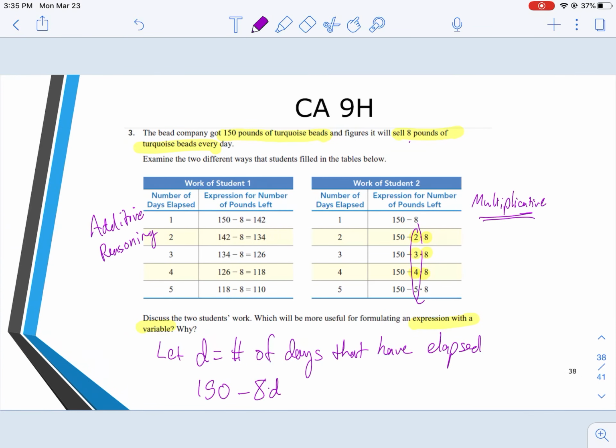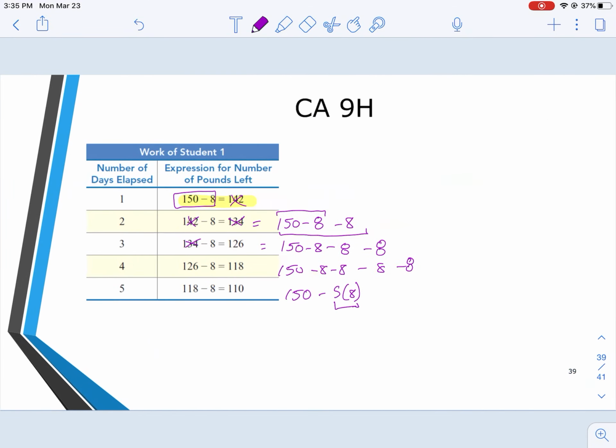So here we've gone over again another variable expression, looking at multiplicative versus additive, and I've kind of demonstrated one way of helping students move from additive to multiplicative.